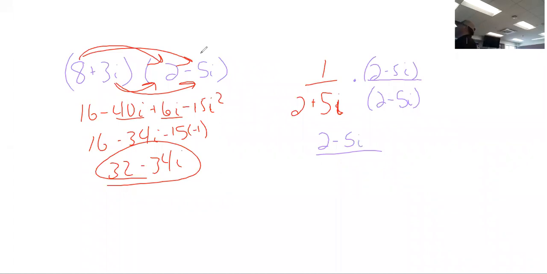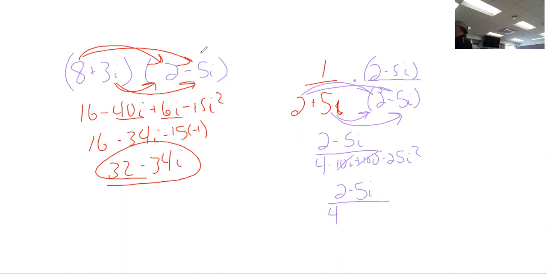Okay, so now the bottom, I'm going to multiply here, get 4 minus 10i plus 10i minus 25i squared. These cancel. On top, I have 2 minus 5i. On bottom now, I have 4 minus 25 times -1, which is plus 25. So my answer is 2 minus 5i all over 29. And there you go.